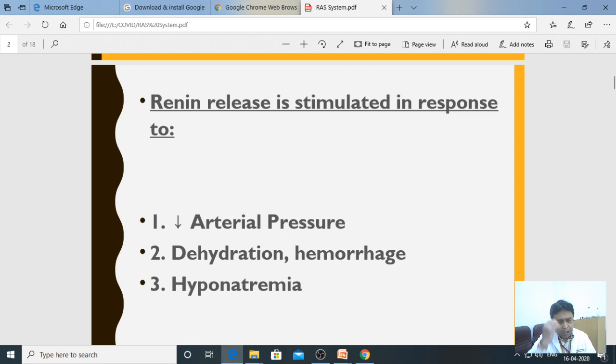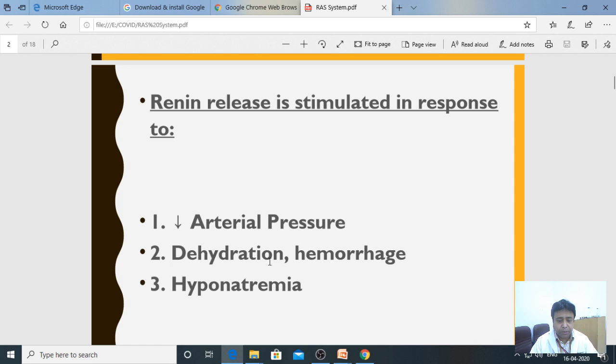Now renin release is stimulated under these three conditions. One is a decrease in arterial pressure, or a decrease in blood volume, or hypovolemia, which can be because of dehydration or hemorrhage, or blood loss. And the third is hyponatremia.